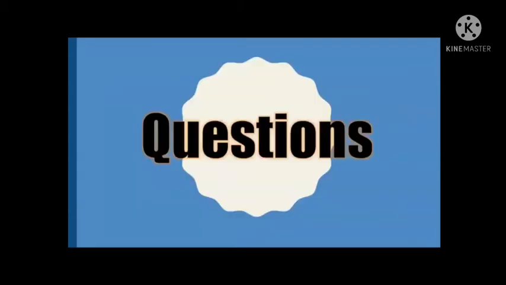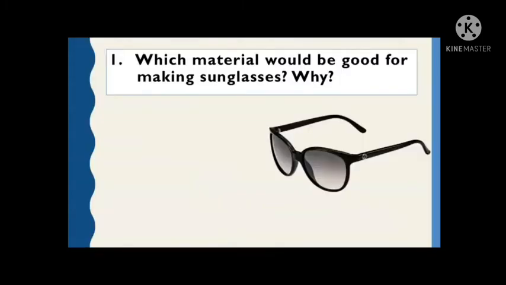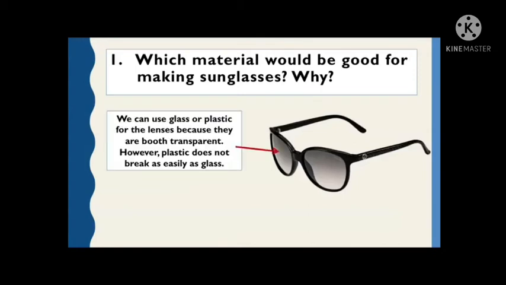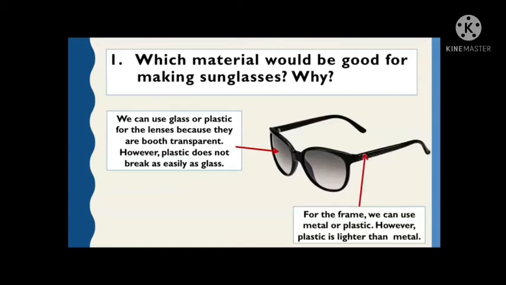Now it's question time. Question number 1. Which material would be good for making sunglasses and why? Think about it. We can use glass or plastic for the lenses because they're both transparent. However, plastic does not break as easily as glass does. For the frame, we can use metal or plastic. However, plastic is lighter than metal. So the best material for making glasses can be plastic.